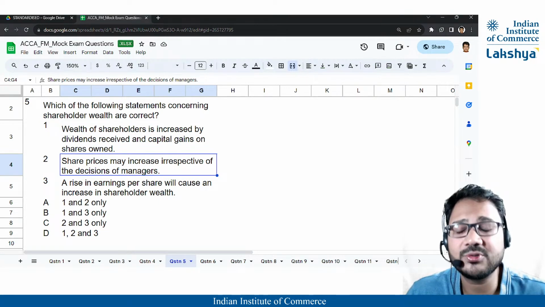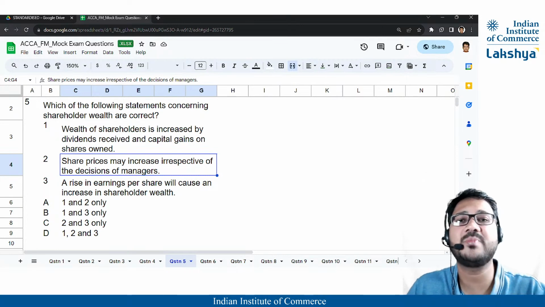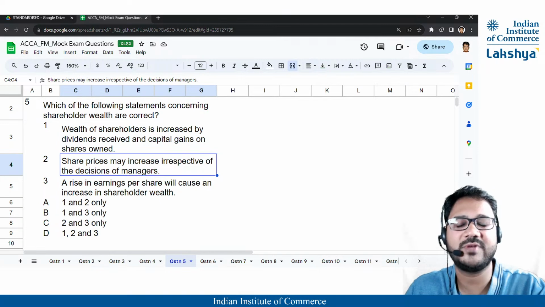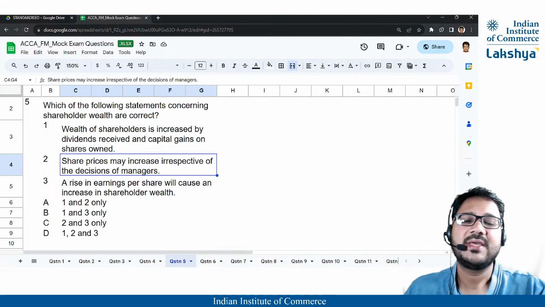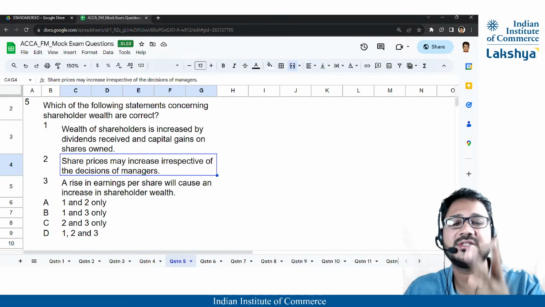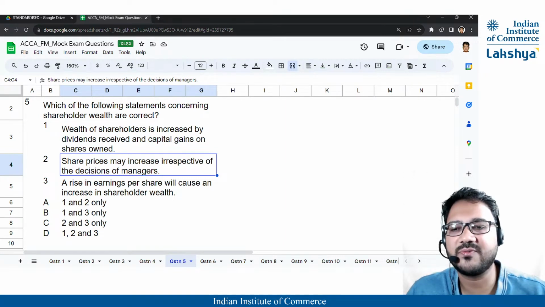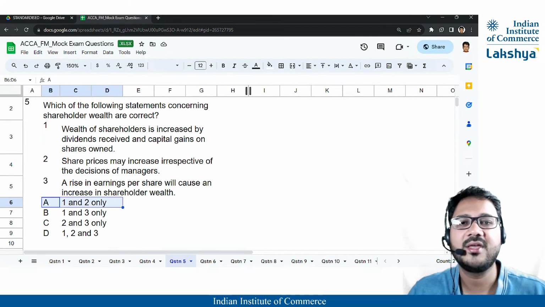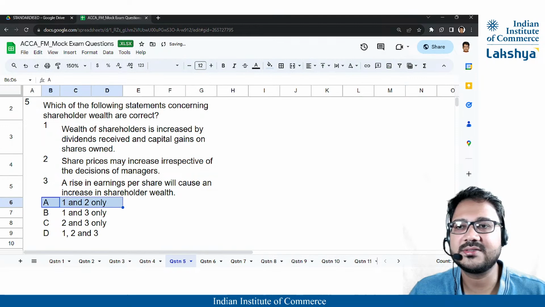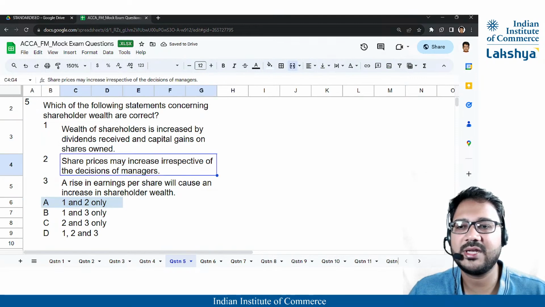Wealth of shareholder is increased by dividends received and capital gains on shares. This is also true. Think of it. You are a shareholder. How do you make money? You make money when the share prices go up. That is capital gains. When the share prices go up, you sell it and enjoy capital gains. And the second one is when you receive money in the form of dividends. So these are the two ways in which the shareholders' wealth increases. So in this case, the correct answer is A, that is both statement 1 and 2 are correct.